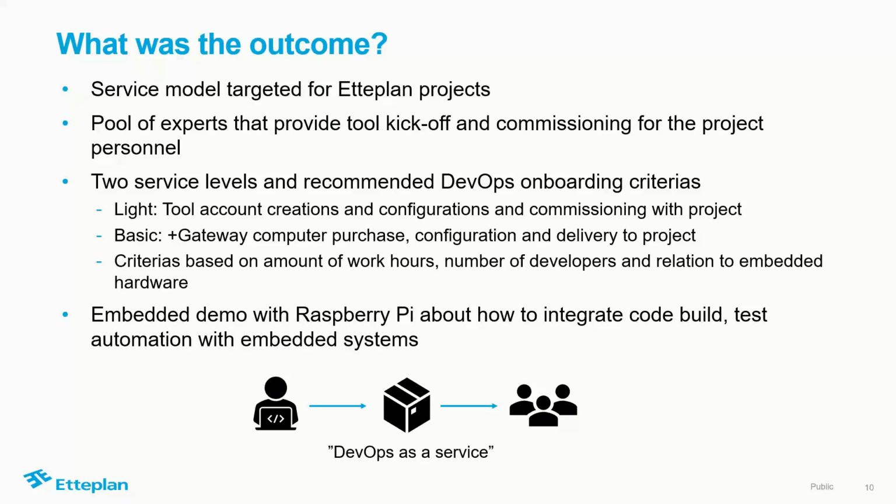And then for this demo purposes, we of course needed some concrete example to convince our people of how it works and how you see it in practice. So for that purpose, we created this Raspberry Pi demo, which is integrated into our DevOps environment, and it executes code building and test automation in an embedded system. So that is the demo that you will see also today.